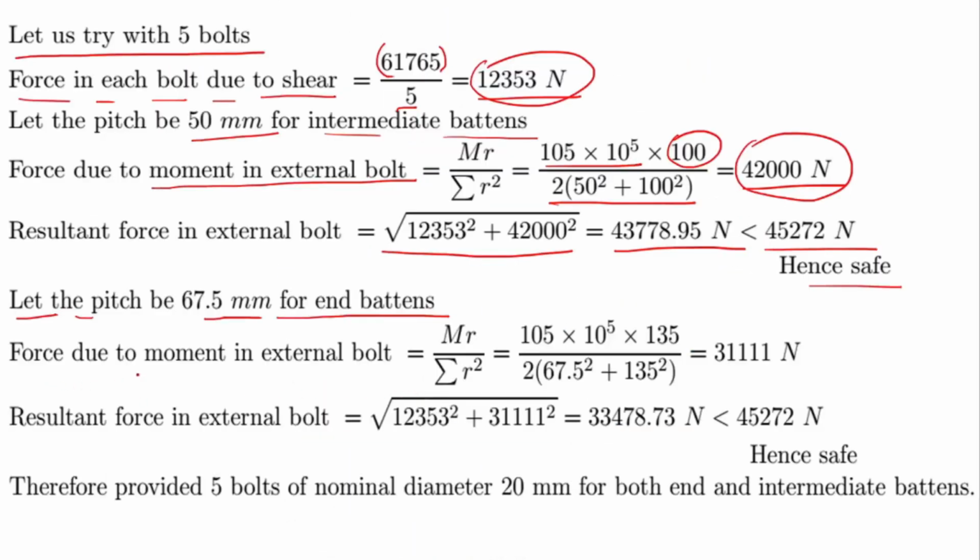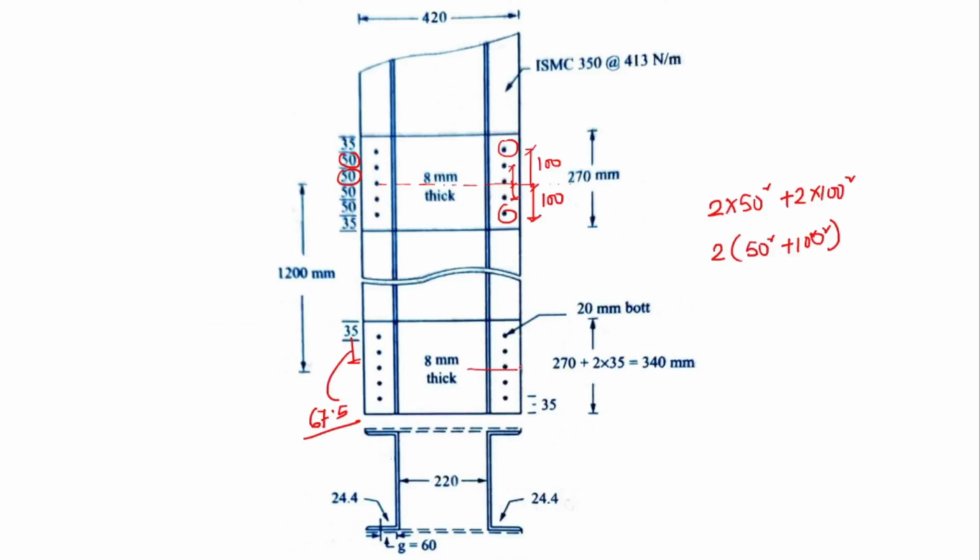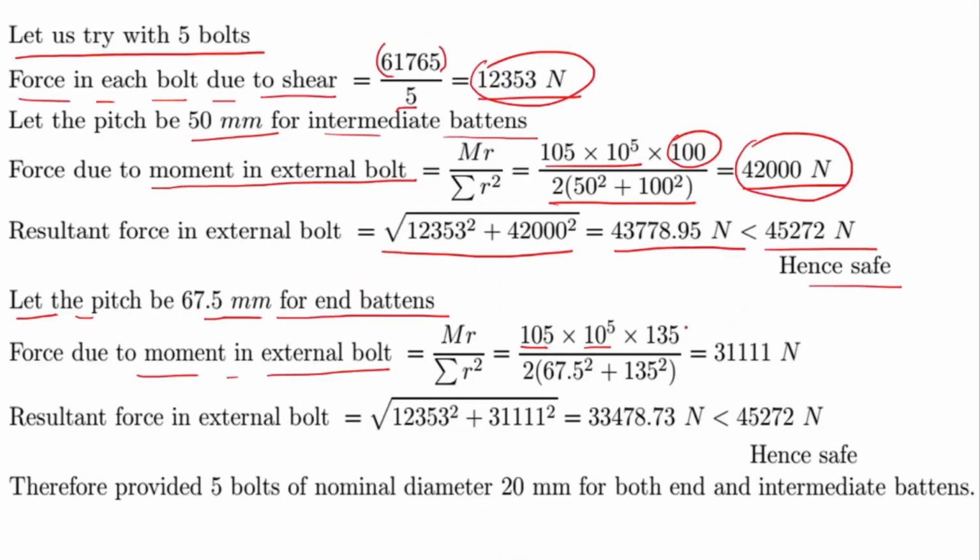So force due to moment in external bolt will be Mr by summation of R square, 105 into 10 power 5, into, in this case if you see the figure, this distance will be 2 into 67.5, which is 135 mm. So R is 135 in this case. And similarly for summation of R square, 2 into 67.5 square plus 135 square, similar to the previous case. But here the distances are different as the pitch of the bolts is different.